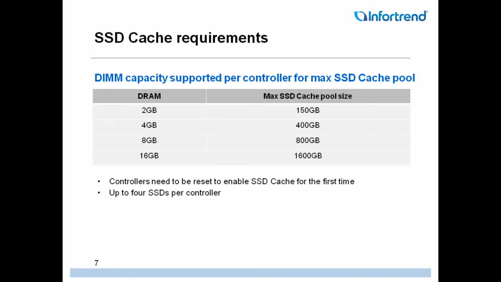SSD cache pool sizes are directly related to the number of controllers on your EonStor DS system and the amount of system memory. Up to 4 SSDs per controller can be associated with SSD cache. 2 gig memory is needed for every 150 gigabyte in SSD cache pool capacity. This means that on a dual controller EonStor DS system with 16 gig memory, you could have an SSD cache pool of 3,200 gigabytes, which is a lot of space for important speed-sensitive data.